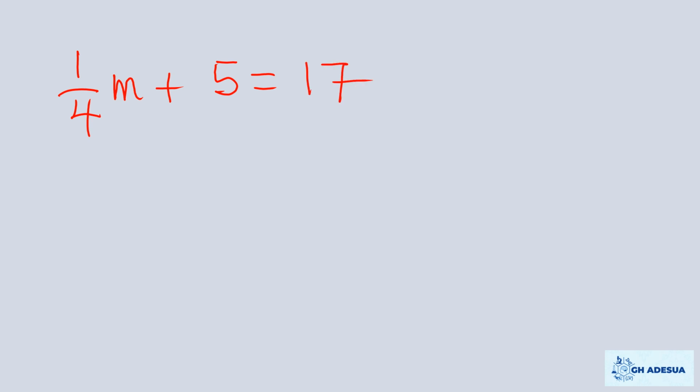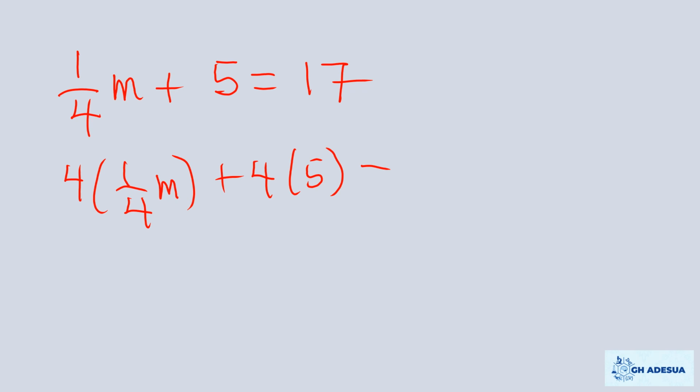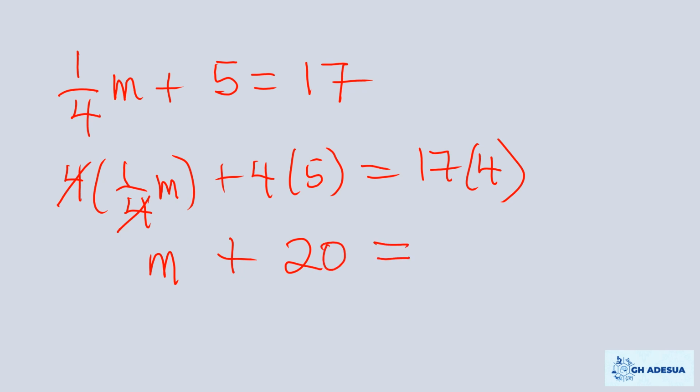Good. Now, the steps that we gave ourselves, our first step was to clear every fraction. So you see that it's only 4 that is a denominator. If there were other denominators, you would have used the LCM to multiply through. I have only 4. So what you do, 4 into bracket 1 over 4 m plus 4 into bracket 5 is equal to 17 into bracket 4, because you are multiplying through by 4. So this will cancel that. You have m, 5 times 4 is 20, and then 17 times 4.